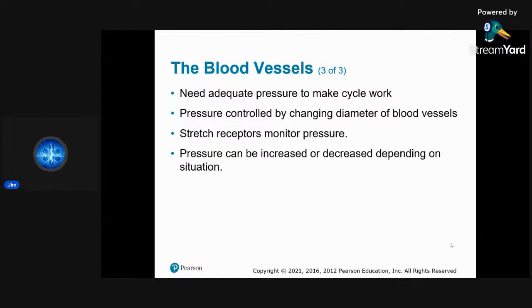Stretch receptors will monitor your pressure. That's how it works. And if it needs more pressure, it's going to constrict. Less pressure, it's going to open up. And we talked about how it increases or decreases.